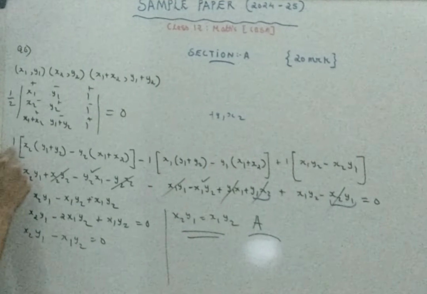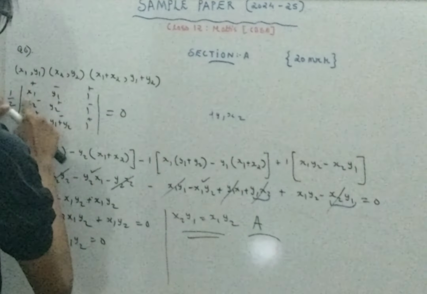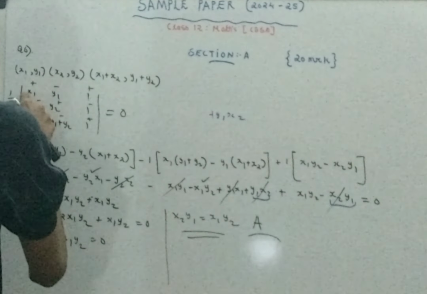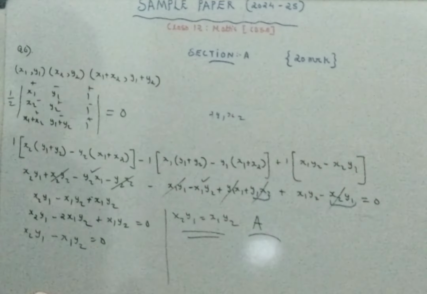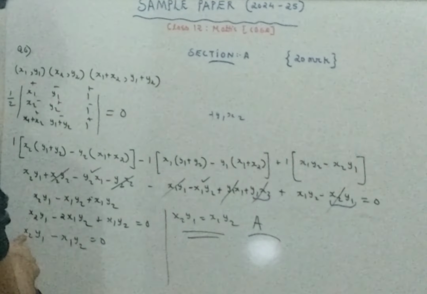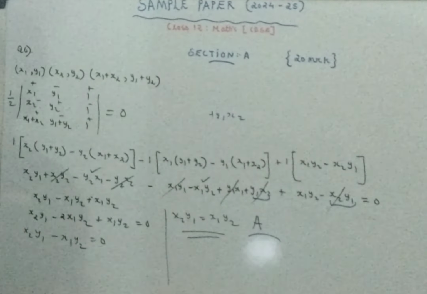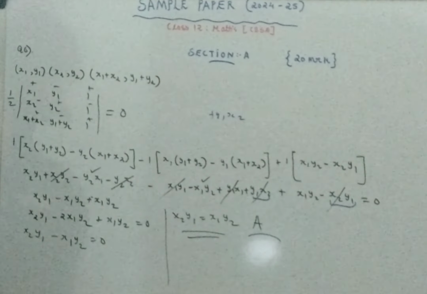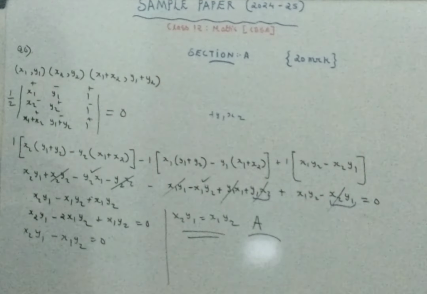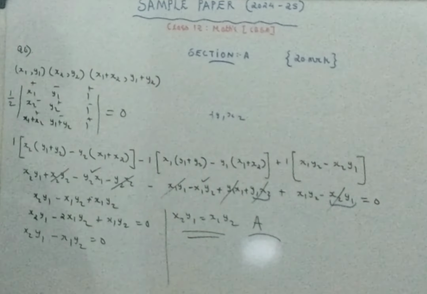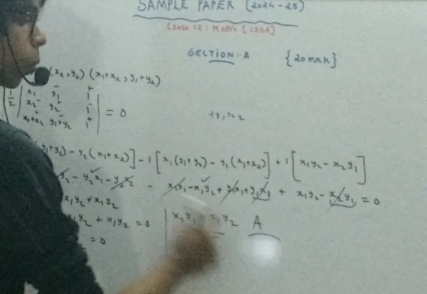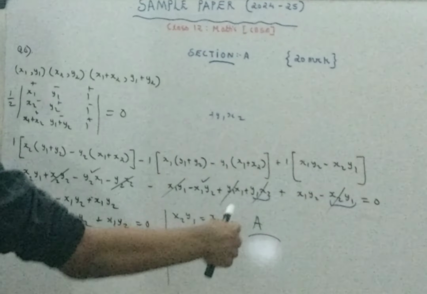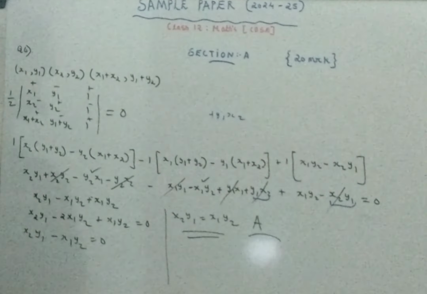Whenever you take the 1, don't forget to put the signs. So this row and this row cancel: x1 into y1 plus y2 minus y1 into x1 plus x2, and finally this row cancels: x1 y2 minus y1 x2. After you open the brackets, you will get x2 y1 minus x1 y2 is equal to 0. Now take this to the other side, so you will get x2 y1 is equal to x1 y2. In our question it was asked what is the value of x1 y2. So x1 y2 is equal to x2 y1. That is your option. Option A is the correct answer.